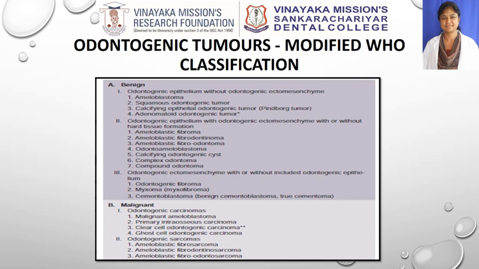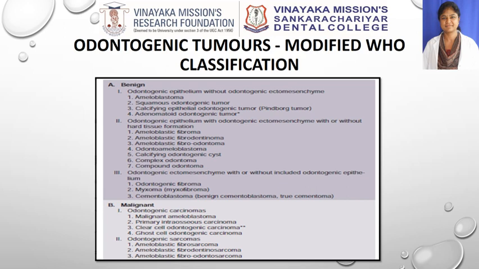The third category are the odontogenic tumors arising from the odontogenic ectomesenchyme with or without included odontogenic epithelium. The examples are odontogenic fibroma, myxoma, and cementoblastomas. Under the malignant category, we have the odontogenic carcinomas and the odontogenic sarcomas. Under odontogenic carcinomas, we have the malignant ameloblastoma, primary intraosseous carcinomas, clear cell odontogenic carcinomas, and ghost cell odontogenic carcinomas.